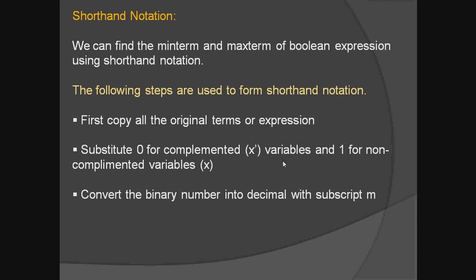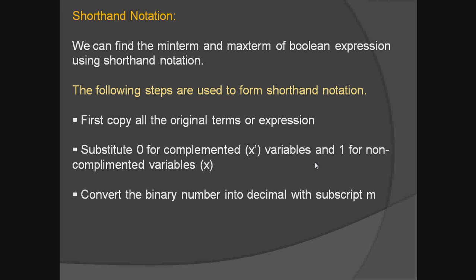We have already seen in the previous video that using the truth table we can express the Boolean expression into binary numbers and then decimal numbers, and finally we can find the mean term designation or max term designation. That was the mean term notation or max term notation using the truth table, which was the easier format, right? Now we will see how we can find the mean term designation or max term designation using the shorthand notation.